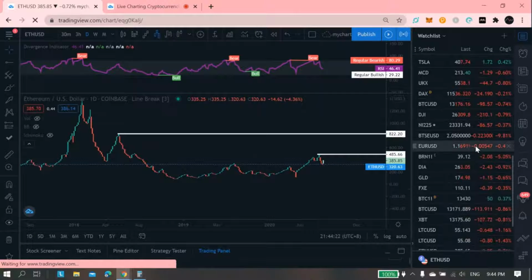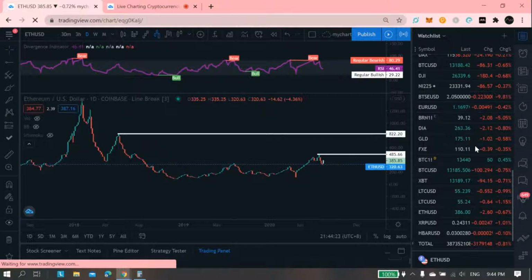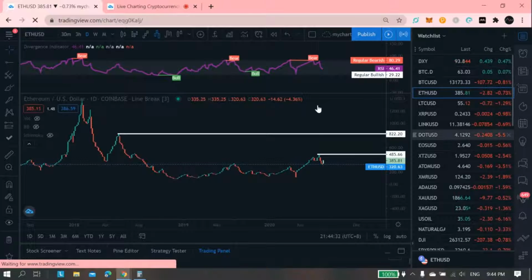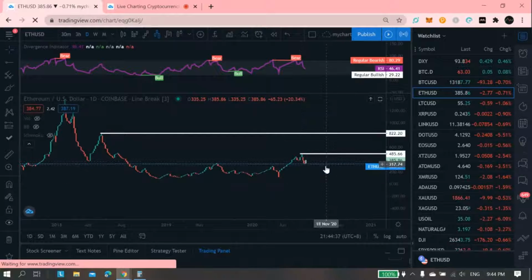Let's look at the Dow Jones. It's currently trading lower again. Anyway, so I think that's it. The support I'm looking at for Ethereum is 320. And the resistance is to break the 400, the previous high of around the 485 area.